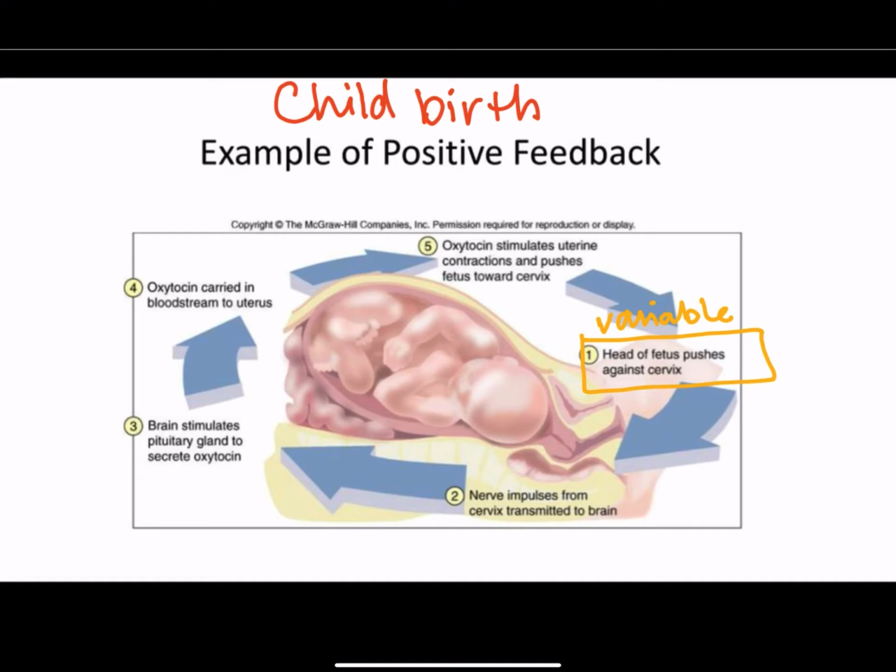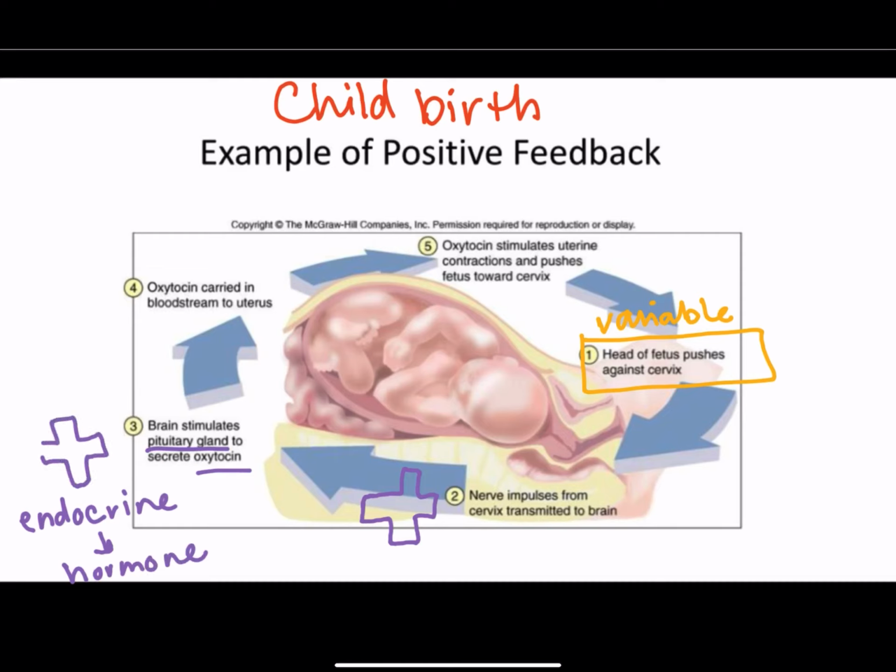So one response is the nerve impulses from the cervix are actually transmitted to the brain. Okay, so that's a positive response. That brain is going to signal to the pituitary gland, which I know that y'all don't know what that is. It's part of the endocrine system, and it's going to secrete oxytocin. So what's happening is the endocrine system is actually secreting a hormone here. But again, this is continuing. This is supporting this variable of childbirth. So it's another positive thing, okay? Oxytocin is then carried in the bloodstream to the uterus. So again, the circulatory system is going to carry that hormone where it needs to go.